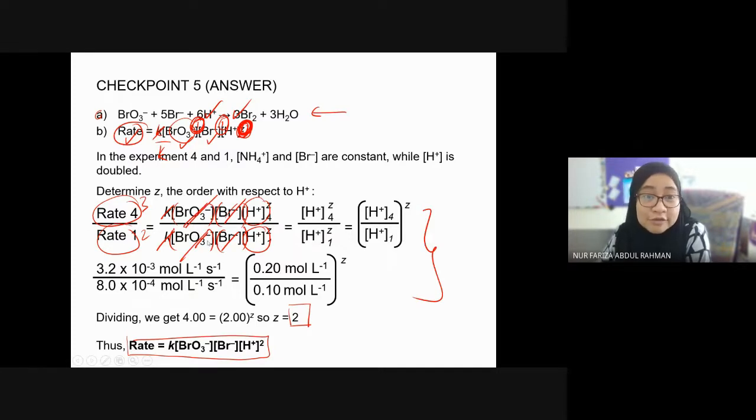Macam biasa tu. Kan? Tapi bila you masuk rate 3, rate 2, value BrO3 minus untuk rate 2 dengan rate 3 tak sama, betul tak? Bila tak sama, maksudnya you kena solve mathematically. You kena consider, you kena darab lah nanti. So you akan ada value dia kat situ. Tapi whatever it is, unknown you sekarang ni ada satu saja.